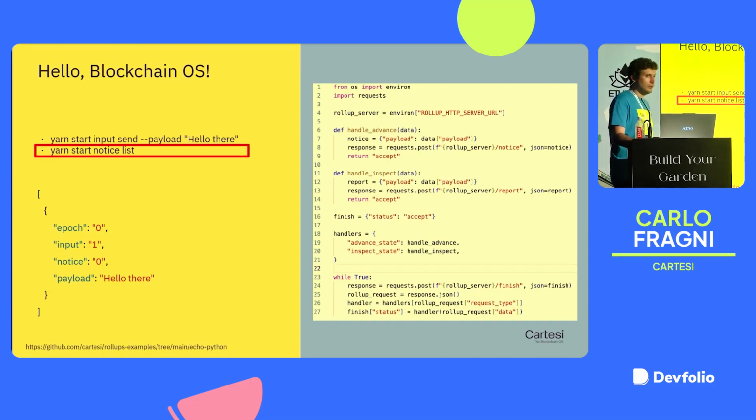So epoch is because we're an optimistic roll-up solution, right? So all these time frames in which we validate stuff and then we roll up, those we call epochs. So that's the index of the epoch. So in a given time frame, you can have multiple inputs. So you have the index of the input. And then a single input can generate multiple events, right? So we also have another index for the notice there. Well, that's it.